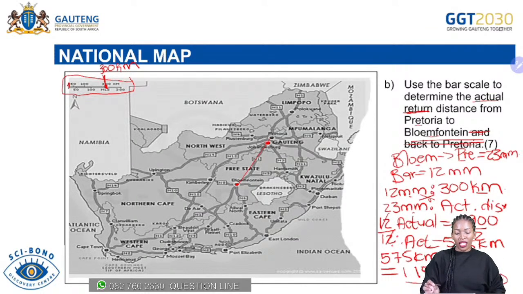The most important thing here is the principle, the method. What is your starting point? You always start with your ruler, because they didn't give you anything there. There's nothing. So for you to start somewhere, you need your ruler. You measure your bar scale. You measure your distance from one place to the other. Remember, we said here we got what? We got 23 millimeters. And we measured our bar scale. We got our bar scale to be 12 millimeters.